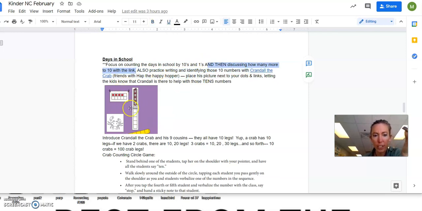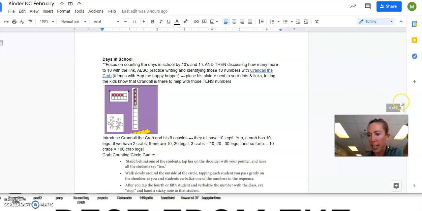How many more do we have to the next tens number? And now this month we are introducing Crandall the crab. And he is going to be taped over here because he's helping us with our tens numbers. And why would he be helping us? Because a crab has 10 legs. So Crandall the crab is going to help us. He's friends with Hap the Happy Hopper. Yeah, he's helping us out.